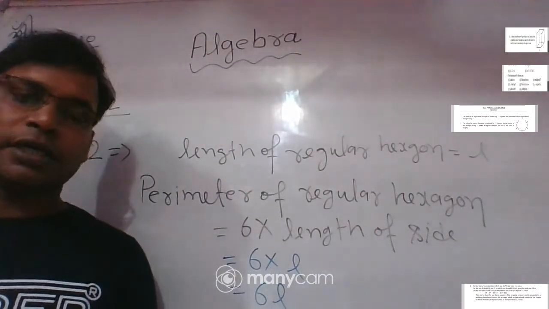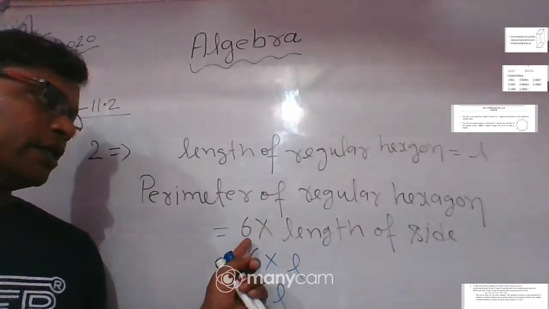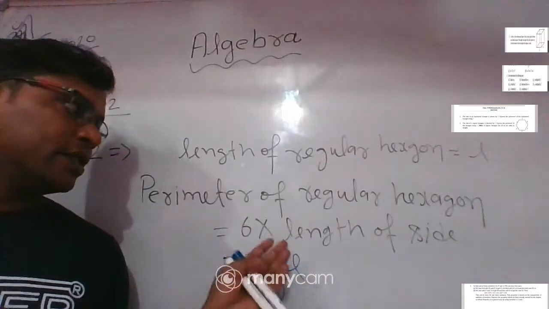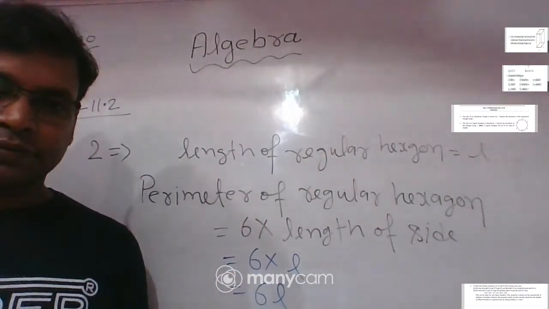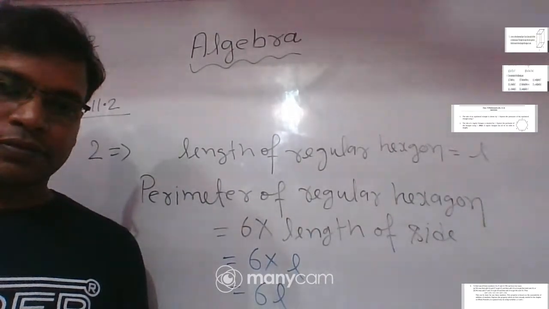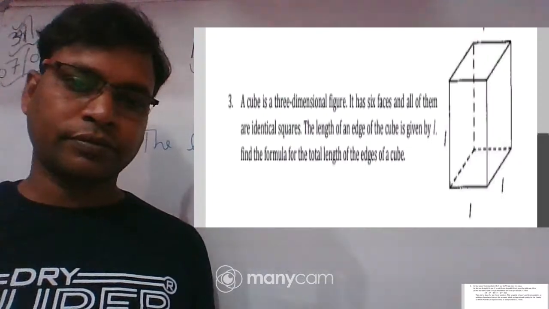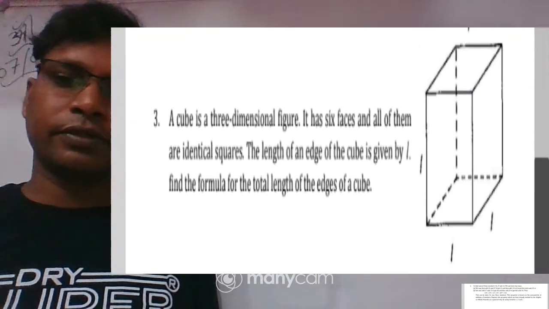Regular hexagon has six sides, all sides are equal. So we write here the perimeter of regular hexagon is 6 into length of side. Now next question. This is question number 3. Okay.